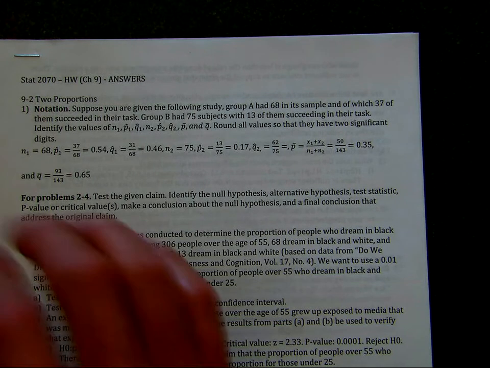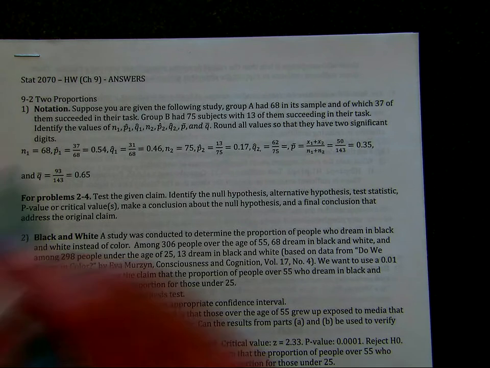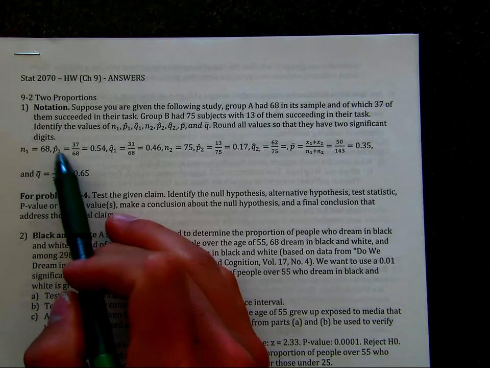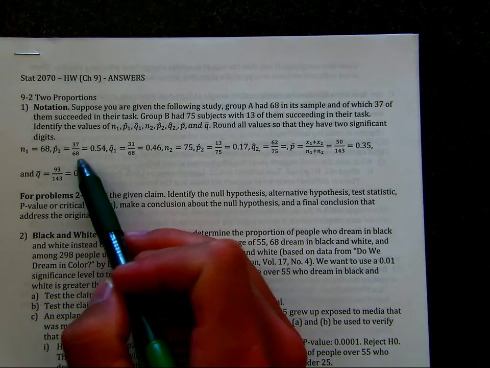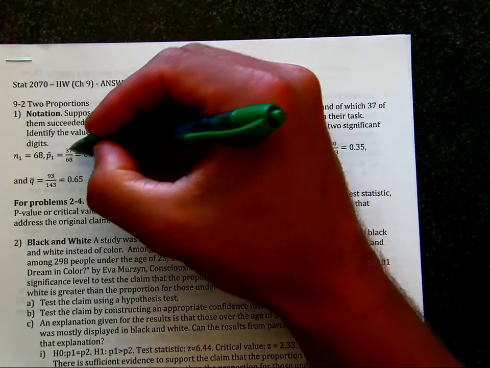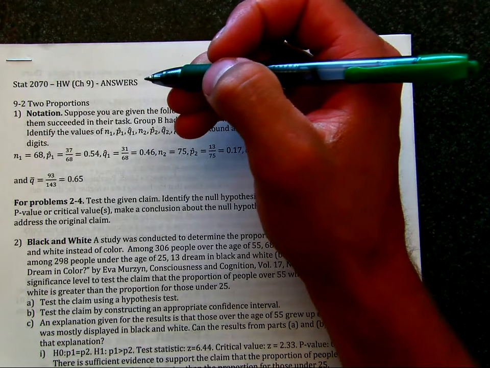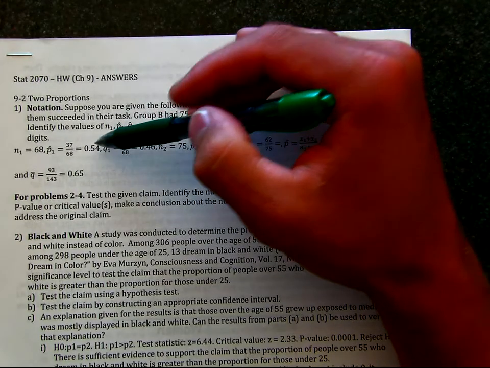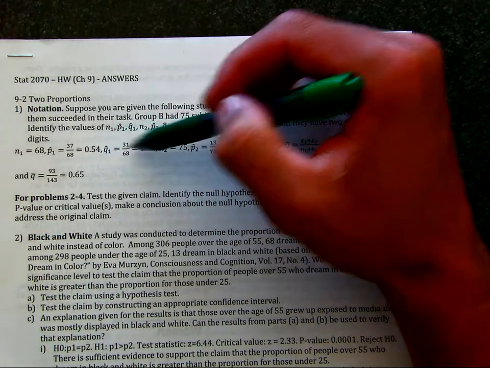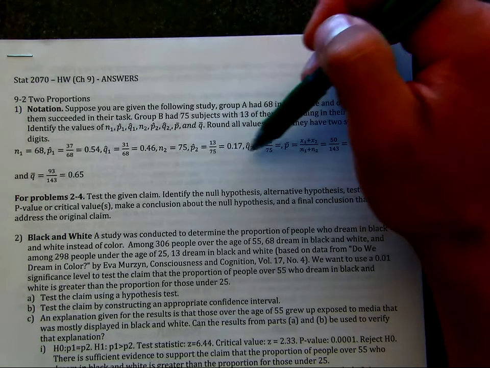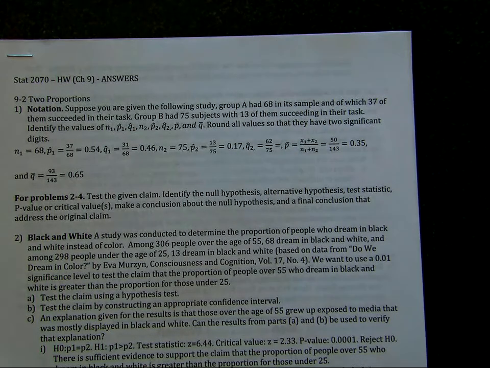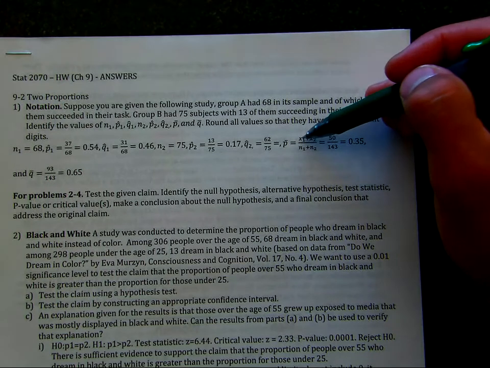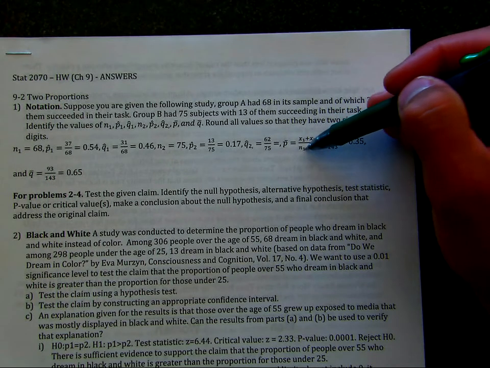Okay, so the first thing we need to do is we see that N1 is going to be 68. P1 hat is going to be 37 over 68 because, remember, P1 hat is X1 over N1. And then Q1 hat is just 1 minus that. And that's how if you added those together, you get 1. Again, same thing through all those. P bar is calculated as X1 plus X2 divided by N1 plus N2.